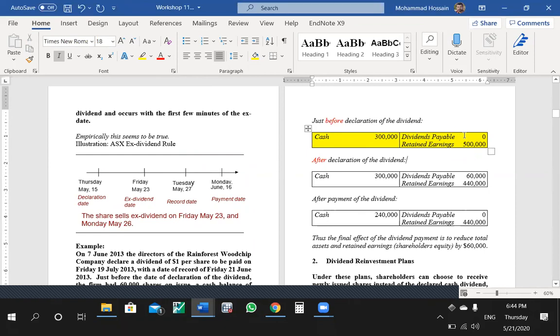There was no dividend payable, no dividend obligation or liabilities. Retained earnings was 500,000. This is the company situation. So all dividend payable was paid and everything was up to date.